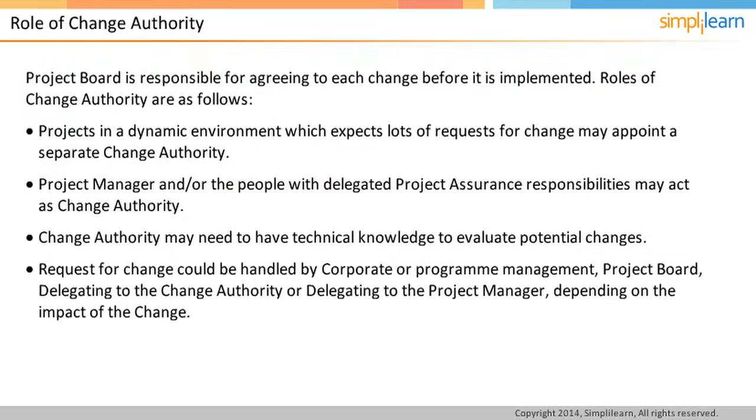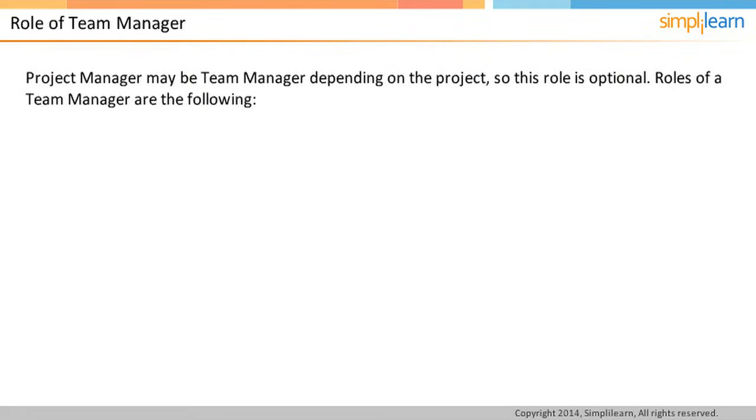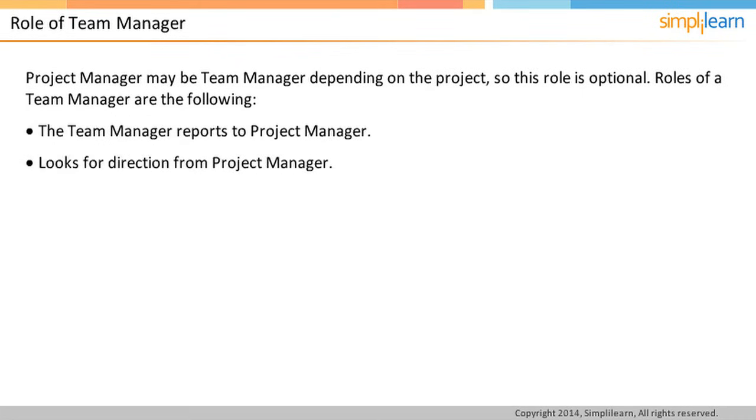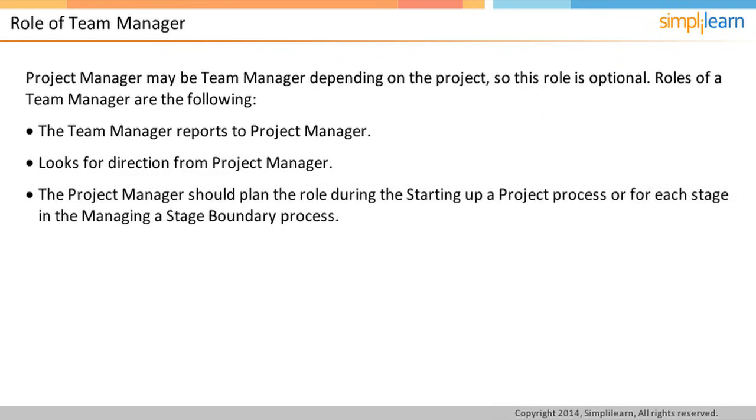In PRINCE2, the only optional role is that of team manager. If the project is small, then a project manager may not appoint a separate team manager. The team manager reports to and looks for direction from project manager. The team manager's primary responsibility is to ensure production of those products allocated by the project manager. The project manager should plan the role during the starting up a project process or for each stage in the managing a stage boundary process.